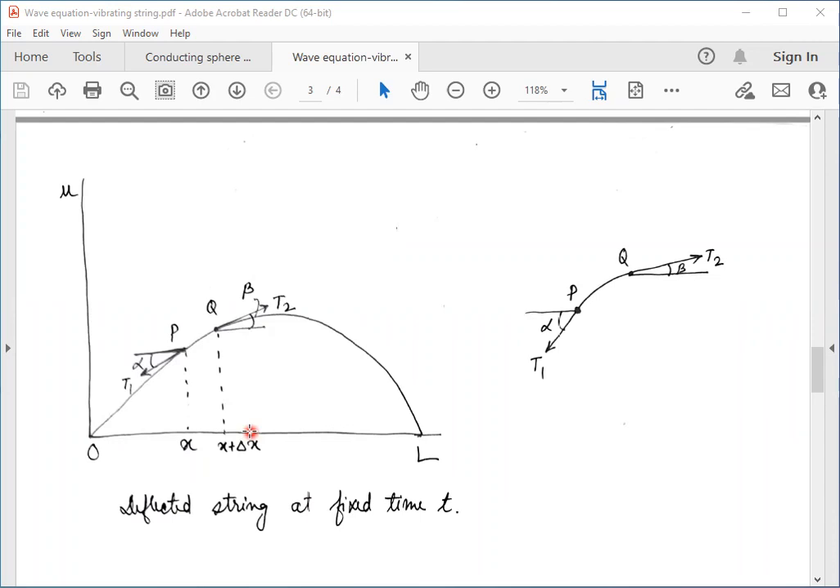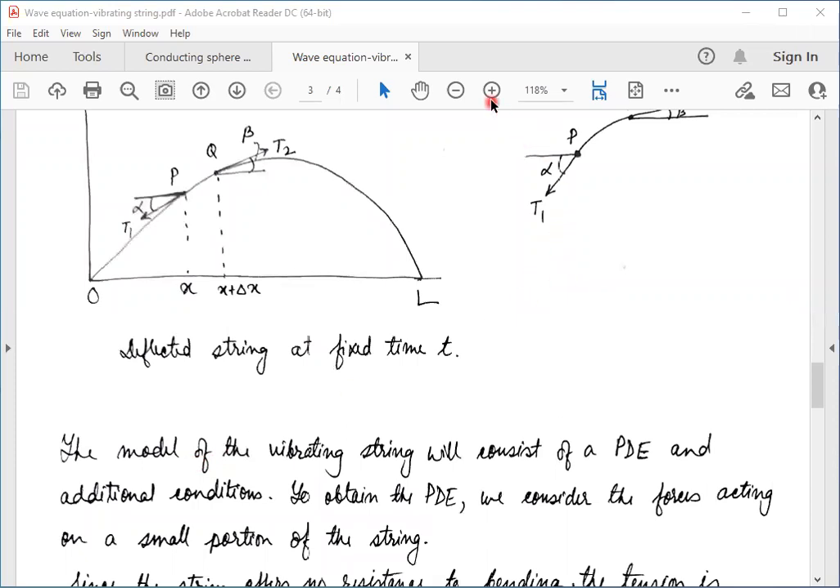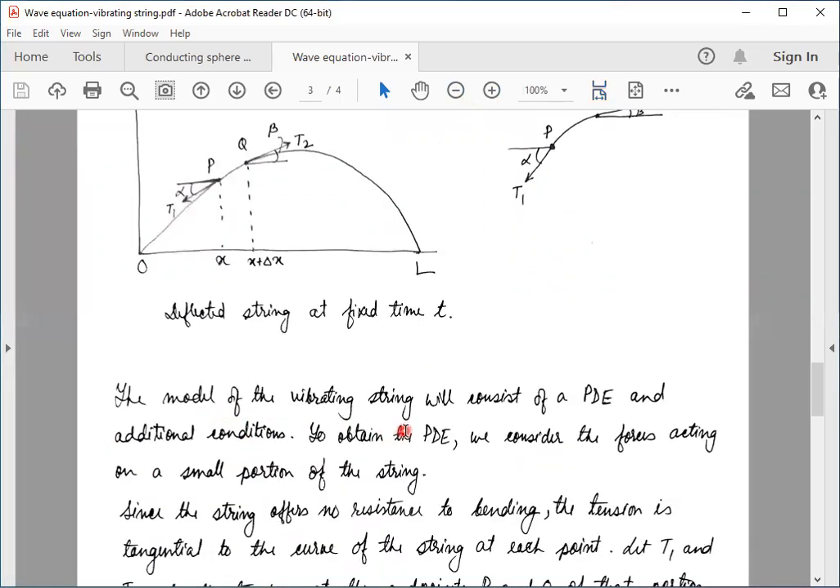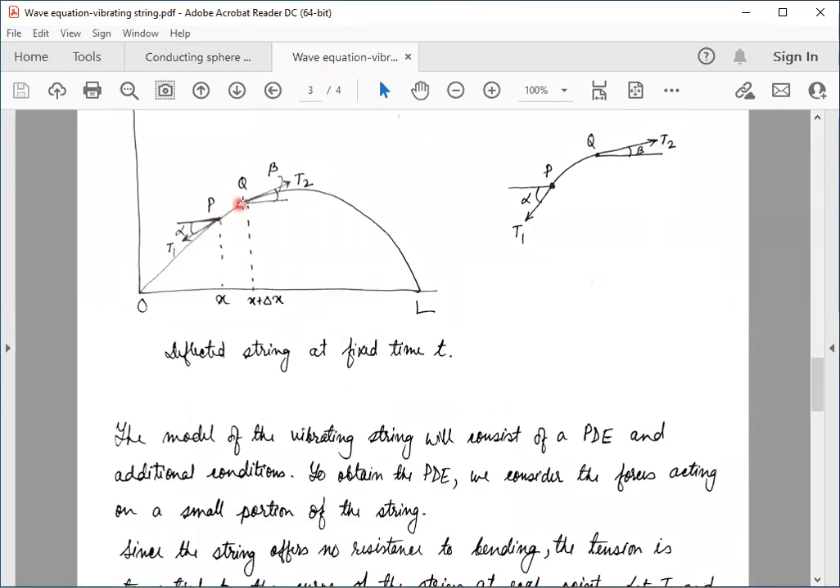Okay. So the model of the vibrating string will consist of a partial differential equation and additional conditions. To obtain the partial differential equation, we consider the forces acting on a small portion of the string. Here, PQ is a small portion of the string. Okay, and we are considering the forces that act at the point P and at the point Q.